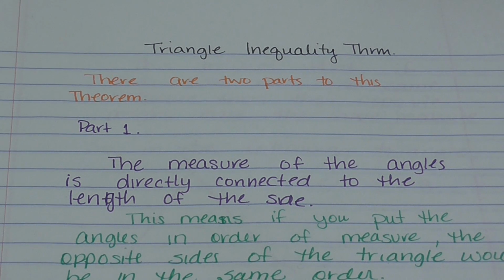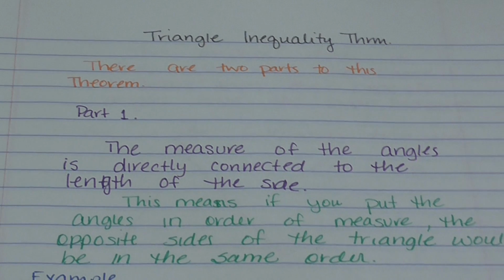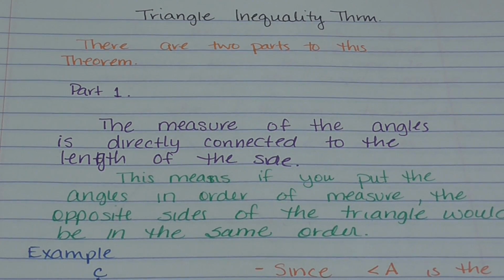Alright, so we have one more thing to go over that's going to be on the test on Tuesday that I want to make sure you guys have the notes on. There are two parts to this one theorem, it's the triangle inequality theorem. So part one is that the measure of the angles is directly connected to the length of the sides.